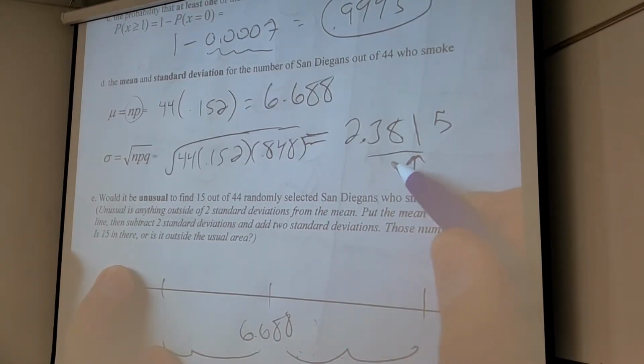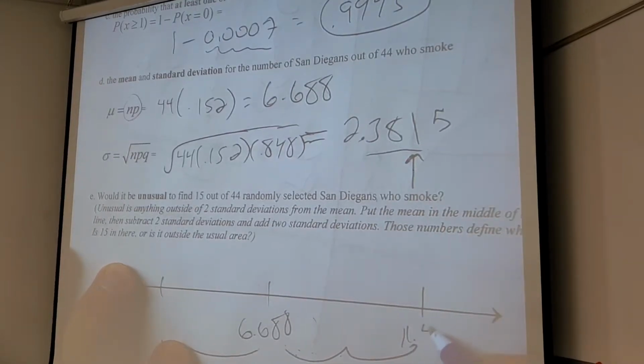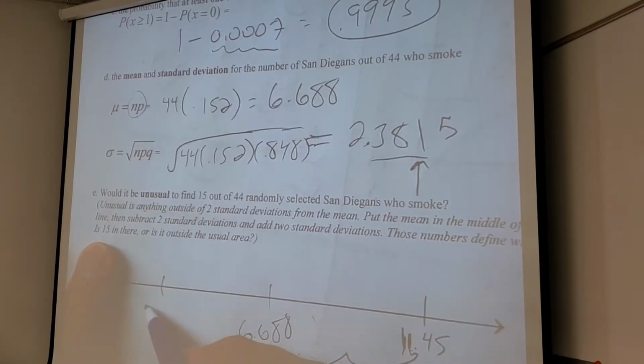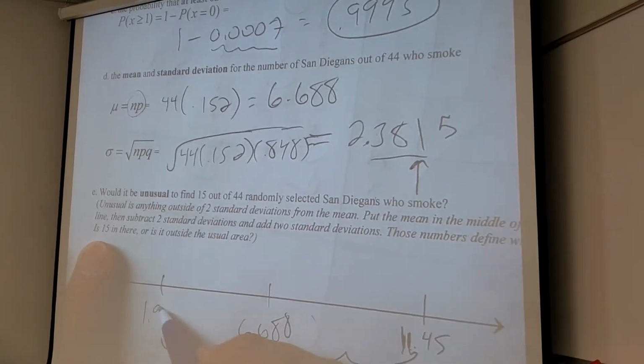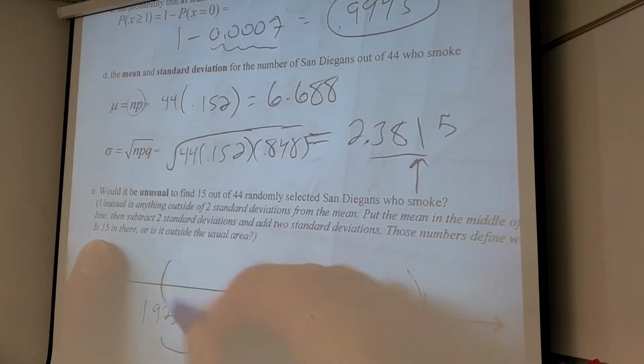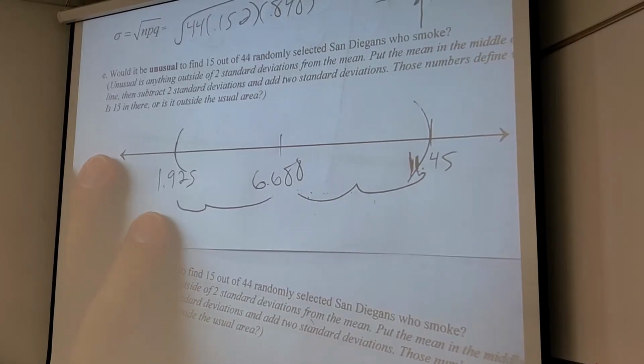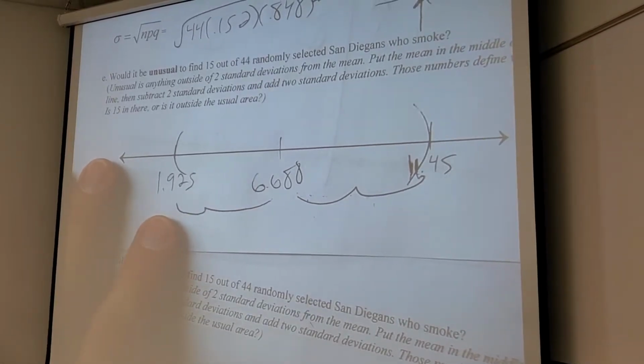I think it's going to be 11.45. And what's 2 steps down? 1.925. Do it again, sorry. 925. Okay, so I always do this for myself. Like that. So would 15 be unusual?